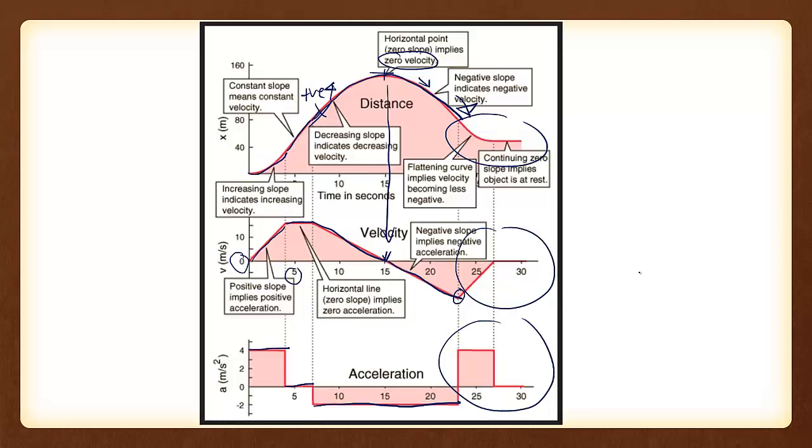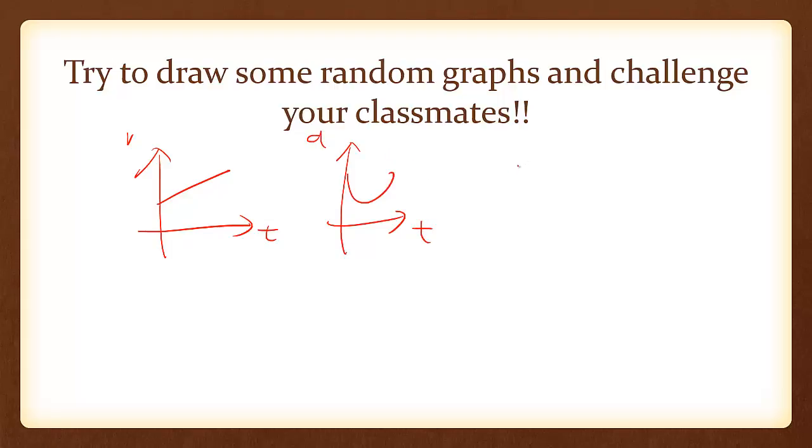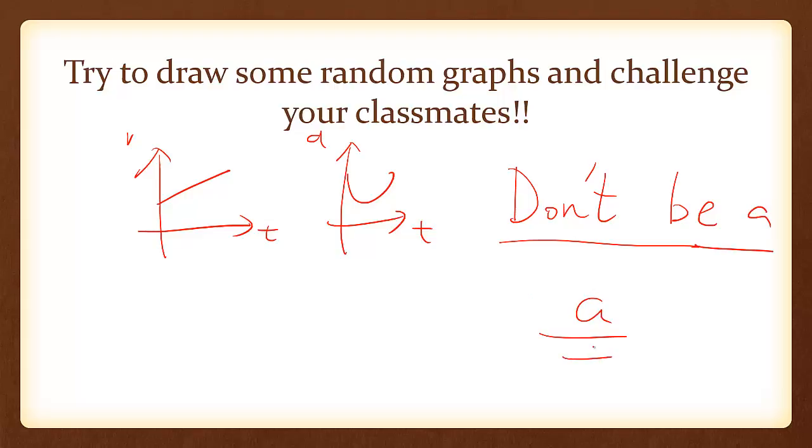That's it. Lastly, I strongly encourage you to draw some graphs. It could be any graph. Let's say a VT graph. You try to draw a line and then ask yourself how you convert the graph like that. And last advice is, remember, this is a life advice from physics: don't be A over T.